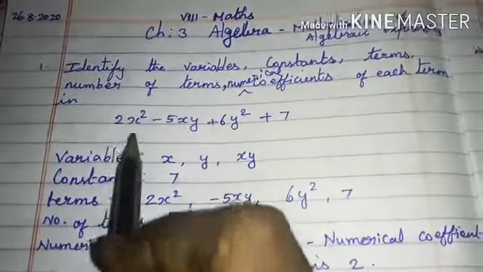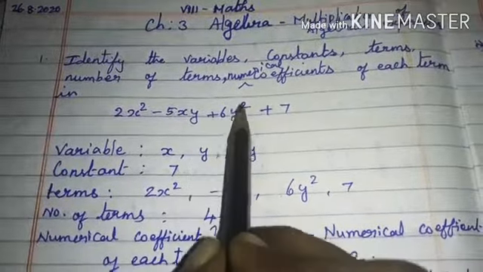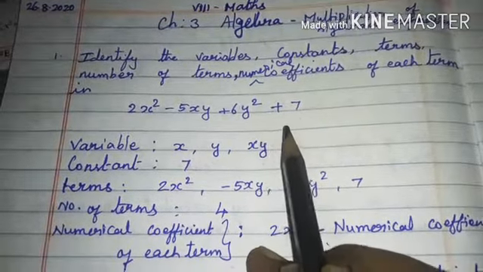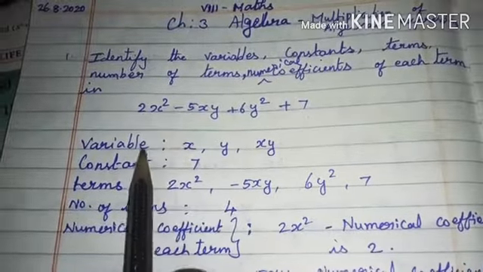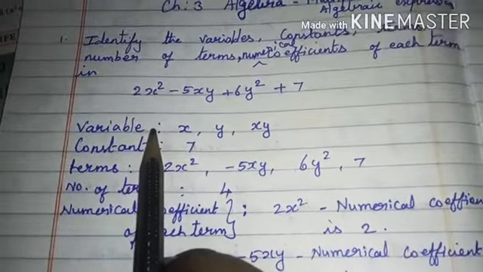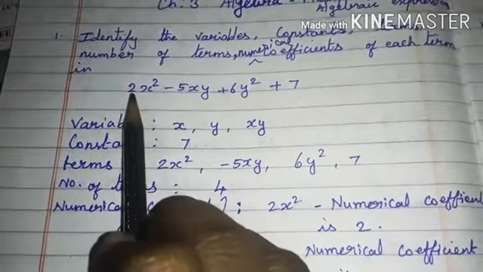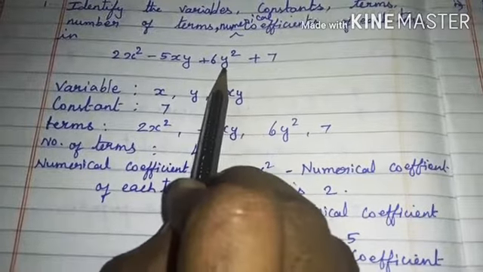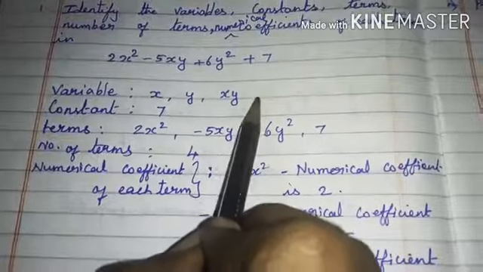Let us recall it. From this algebraic expression, that is 2x square minus 5xy plus 6y square plus 7, you have to identify the variables, constant, terms, number of terms and the numerical coefficients of each term. We know that a variable has different values, with alphabets such as x, y, a, b, etc. Here the variables are x, y and xy.